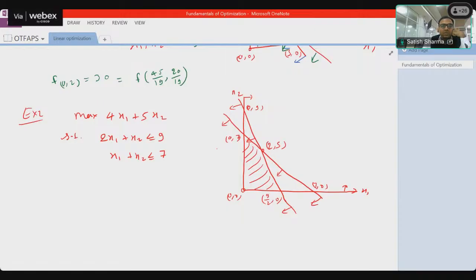Once we calculate the value of this objective function 4x1 plus 5x2 for these four points, we get to know that the optimal value x star is at the point 0 and 7. So we can say that x1 is 0, x2 is 7, and the maximum value of the function, if I put these values, is 35. Okay, so this is my optimal point, the maximum point.